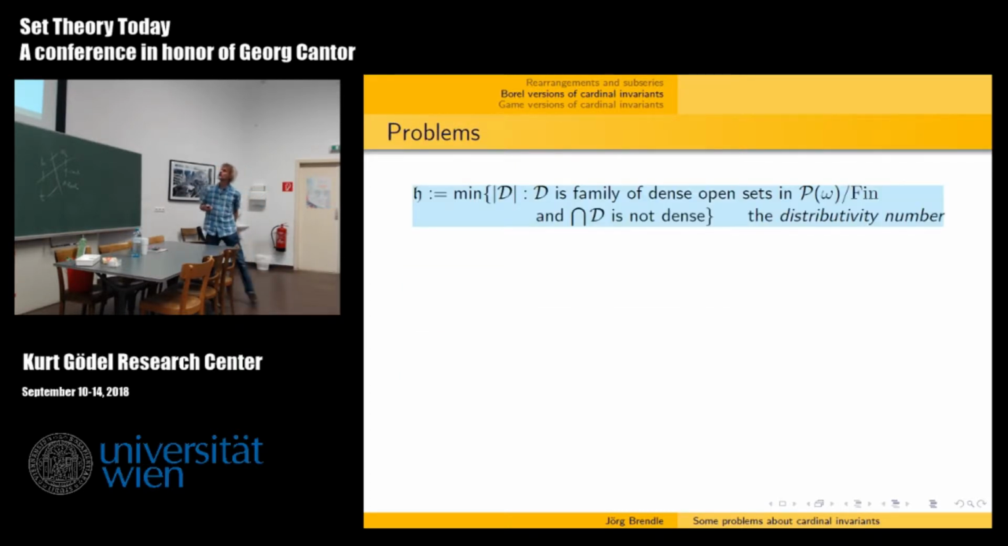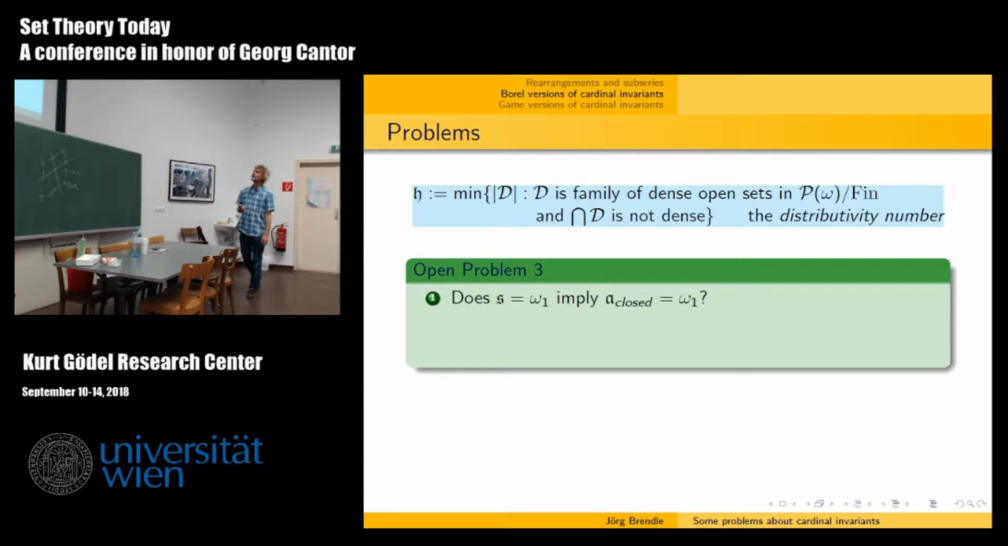Okay, now we come to problems. Let me just record the distributivity number h. It's the smallest size of a family of dense open sets in P(omega) mod fin such that the intersection is not dense. By homogeneity, here we can also ask for the intersection to be empty. It would be the same. That doesn't make a difference. So there are several questions about this. The first one is, does s = omega 1 imply a_closed = omega 1? That's what I just mentioned concerning Osvaldo's question.